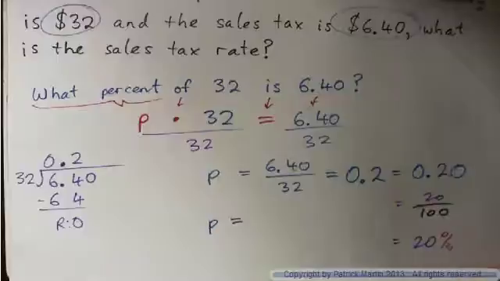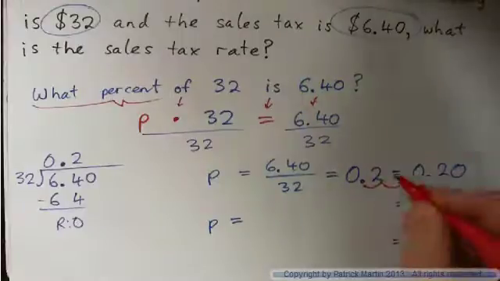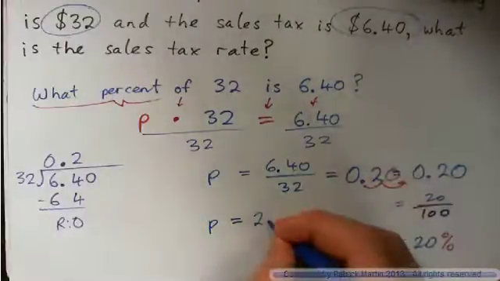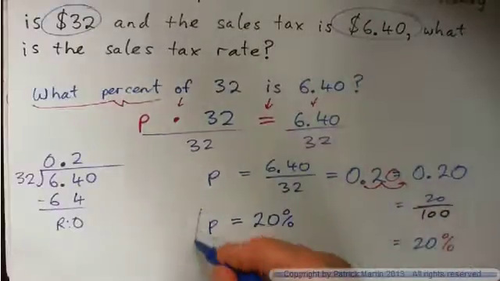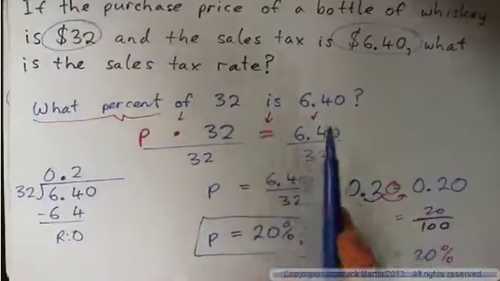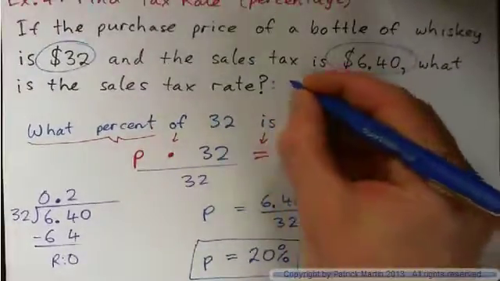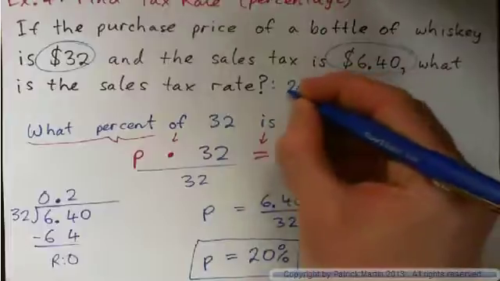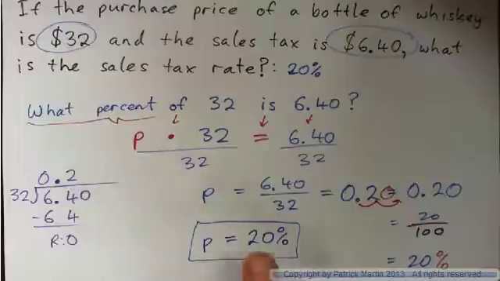Now, of course, you could have just taken this decimal point and moved it 2 spaces to the right, plug in a 0, and you get 20% that way. But I just like to write it out to show you the whole thing. Anyway, what is the sales tax rate? The sales tax rate is 20%. Okay? That looks like the state of Washington to me, huh? Okay.